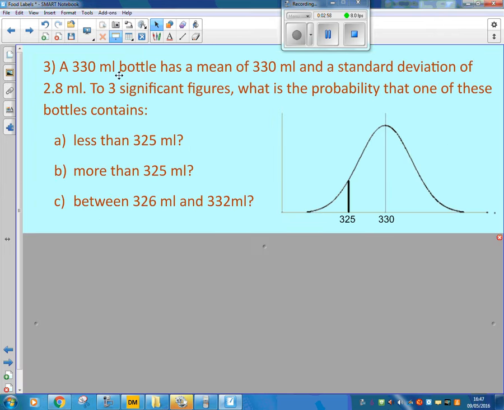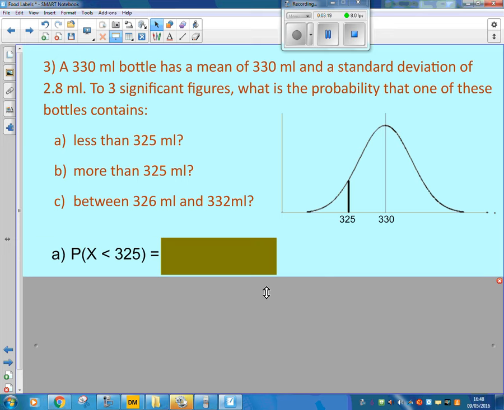Question 3. A 330 ml bottle has a mean of 330 and a standard deviation of 2.8. To 3 significant figures, what is the probability that one of these contains less than 325 milliliters? Well, again, it's a normal distribution. We want less than 325, so we're to the left of this, and there's my mean. So I want the probability that my value is less than 325.